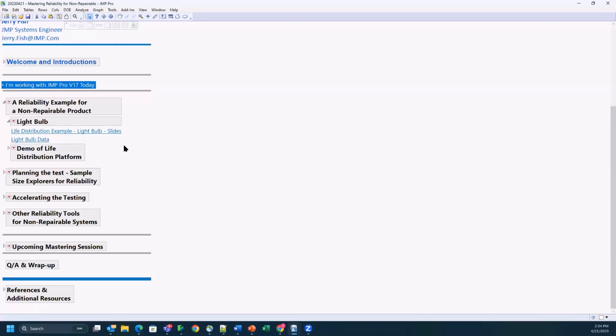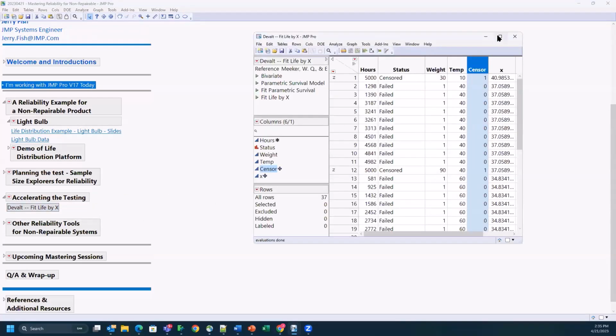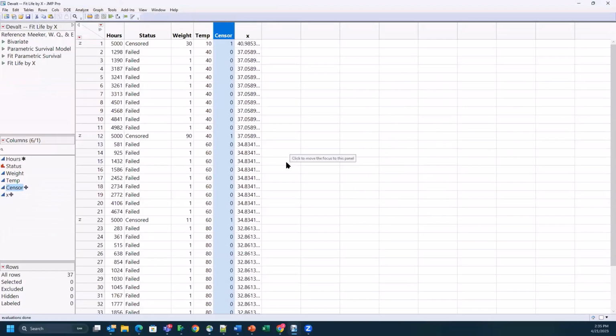Semiconductors, this is critical in semiconductors. How do you design a test when this semiconductor is supposed to last years and years and years before it fails? Well, you can't afford to test that long. So what do we do? Well, then we do something called accelerated life testing. And I've got a special data file here. This happens to be one that you can find in your sample data files called DeVault.